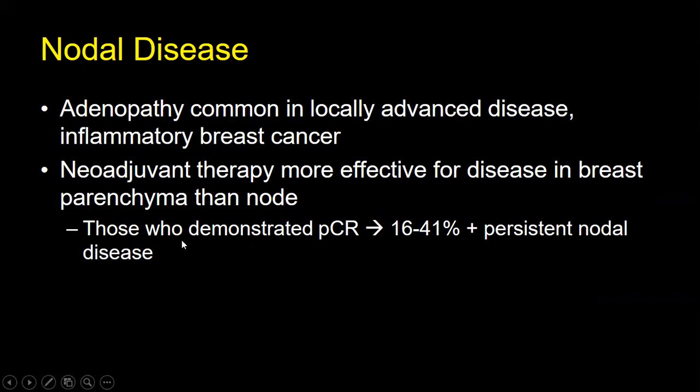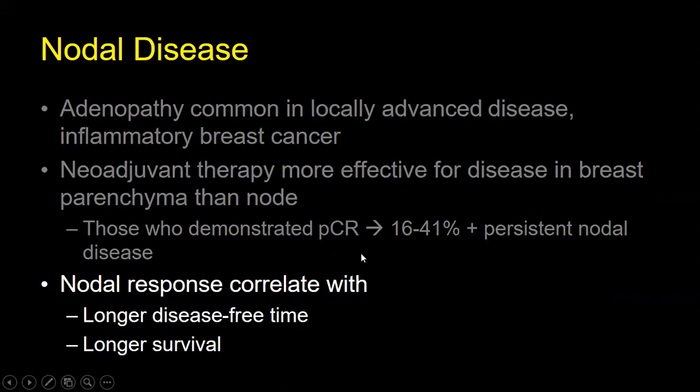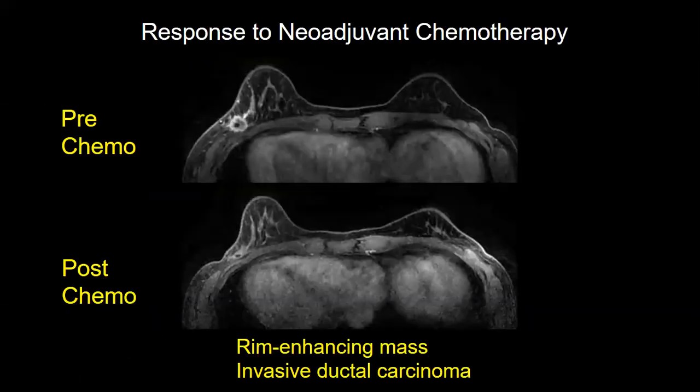For example, of patients who have demonstrated pCR in the breast tissue, 16 to 41% will still have persistent nodal disease. Given I said that, of course, neoadjuvant therapy can also help with nodal disease, and you want that because nodal response has been correlated with longer disease-free time and longer survival time for the patient.